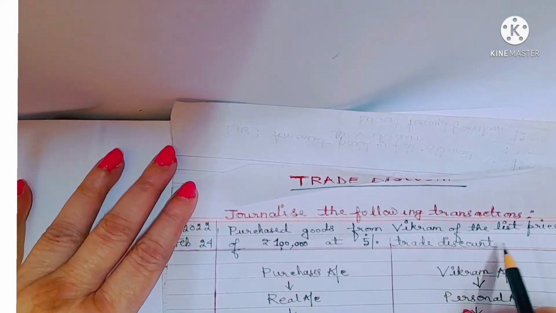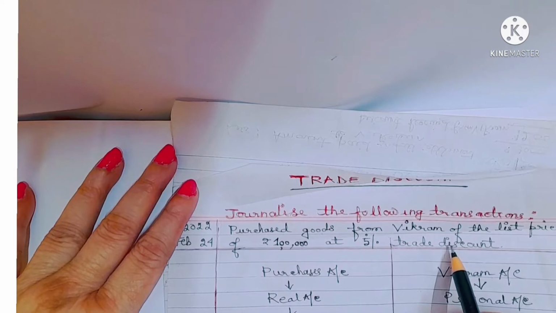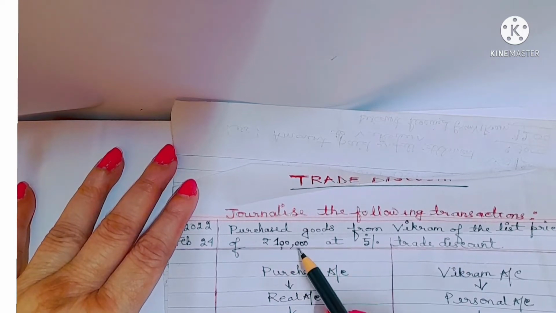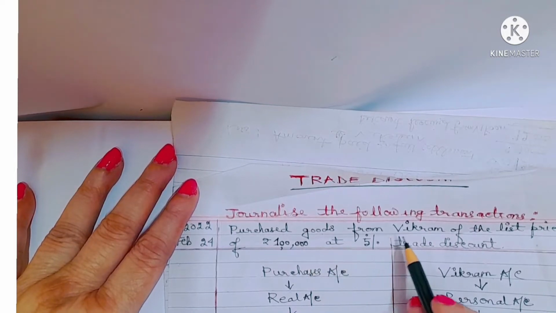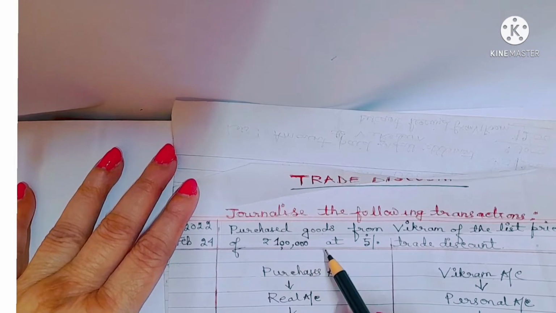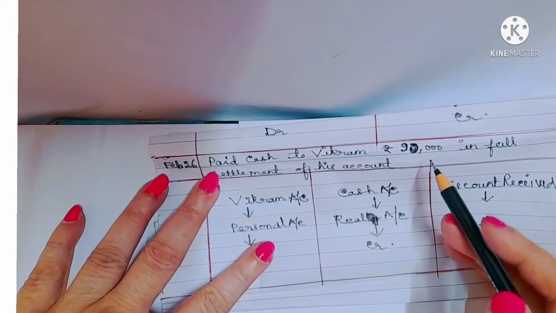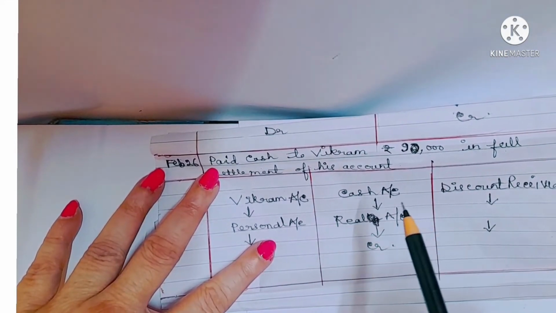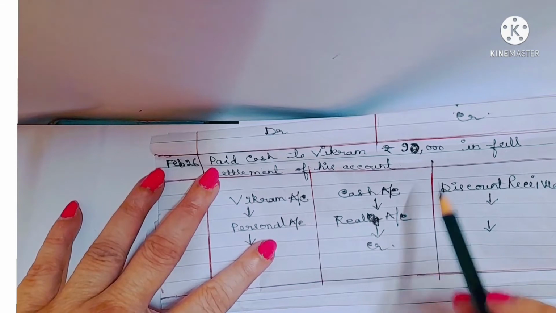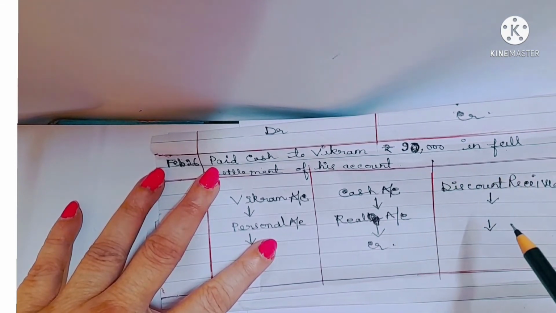Purchase goods from Vikram of the list price 1 lakh at 5% trade discount. 1 lakh, 5% on 1 lakh means 5,000. So 95,000 we should have paid to Vikram. We should have paid Vikram 95,000. But we are paying him now 90,000. Then we must have received some discount. That means we must have received some discount.